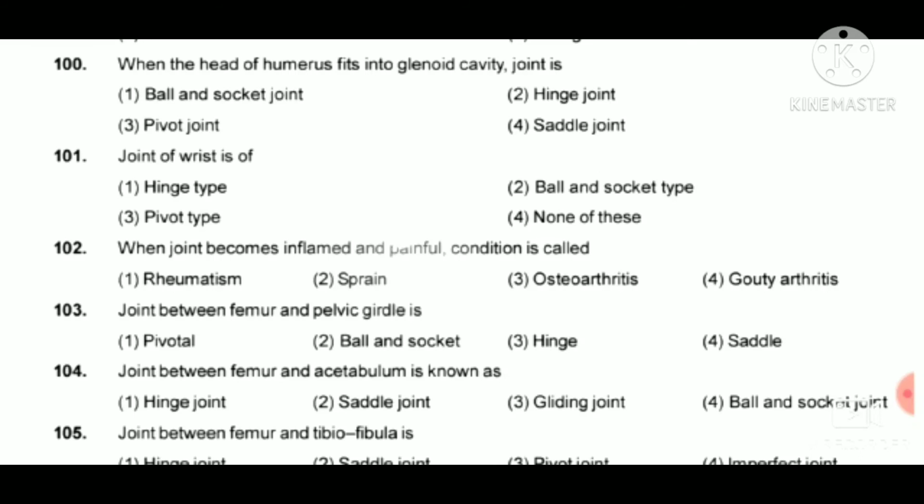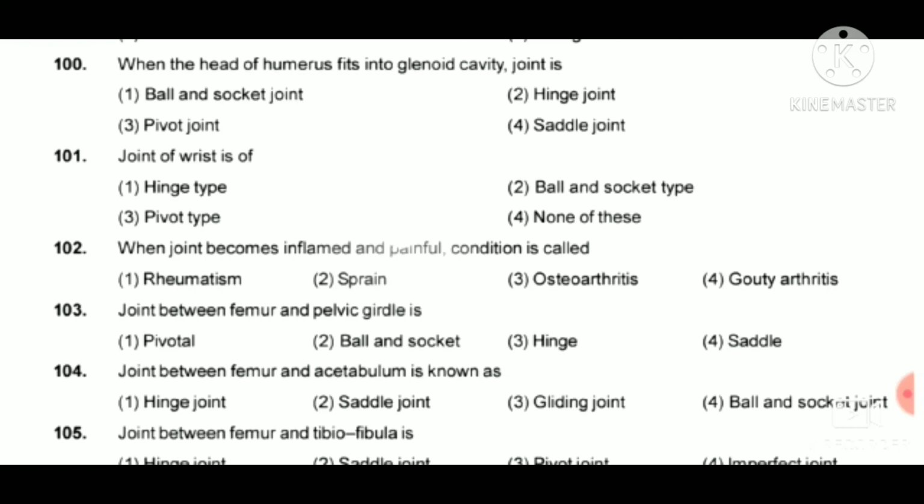Next is question number 103. Joints between the femur and the pelvic girdle is number 1 pivotal, number 2 ball and socket, number 3 hinge, number 4 saddle. Femur and pelvic both are the bones of the hip region, so the answer is option number 2, ball and socket.